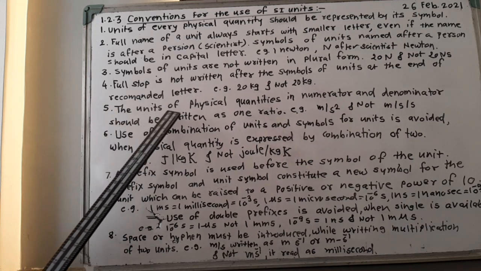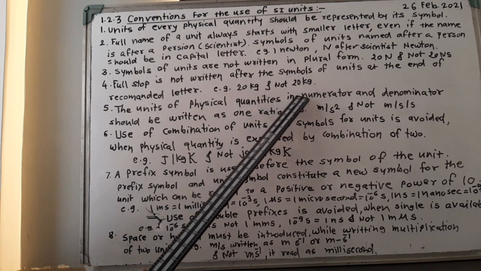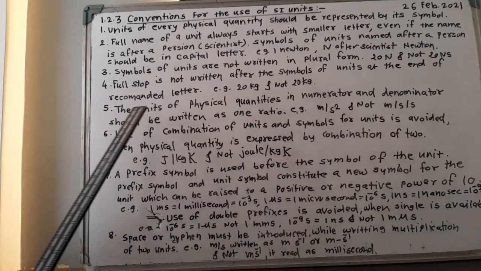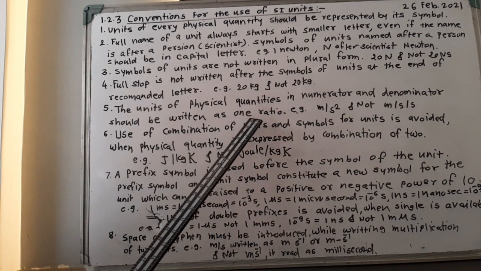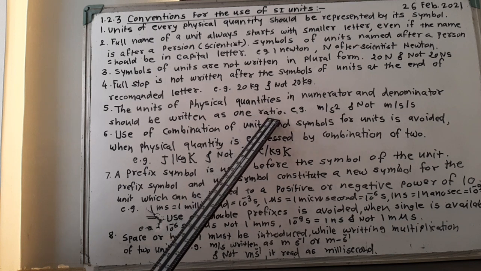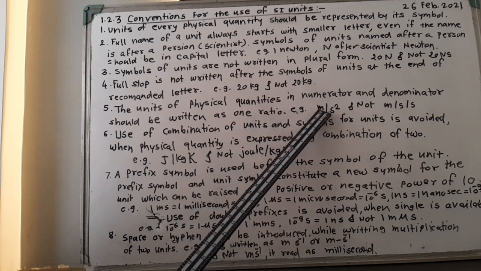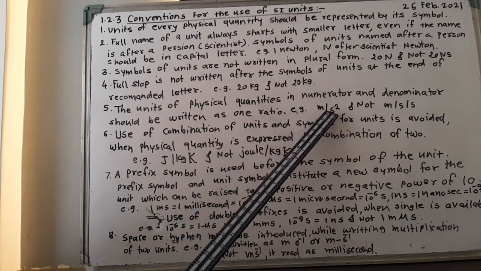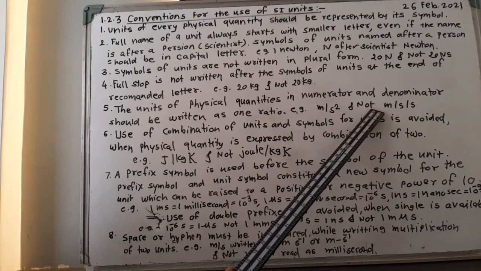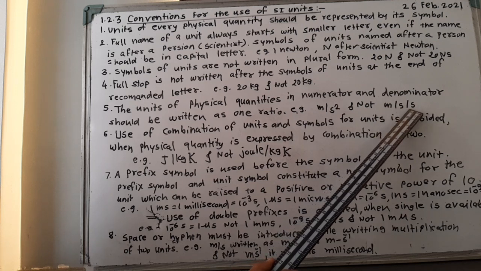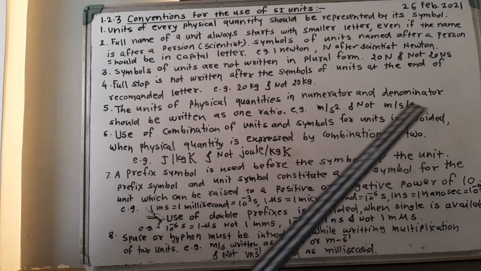Fifth one, the units of physical quantity in numerator and denominator should be written as one ratio like this. Example given, meter per second squared, which is the SI unit of acceleration, and it should not be written like this, meter per second per second. This is the wrong method of writing.